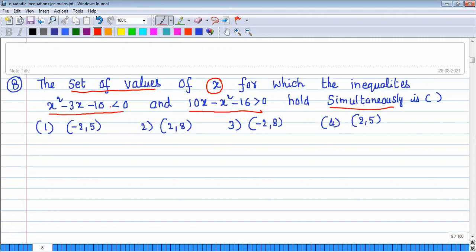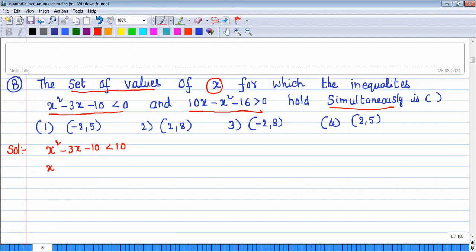So that means first we need to solve x square minus 3x minus 10 less than 0. So first inequality we need to solve. Similarly, the second inequality we need to solve. So intersection of these two solutions is our answer. So first let us solve the first inequality. If it is factorized, then we can write the factors. Otherwise, we go for the previous case. X square minus 3x minus 10 less than 0. Factors of 10 are 5 into 2. Minus 10 factors are minus 5 into 2.